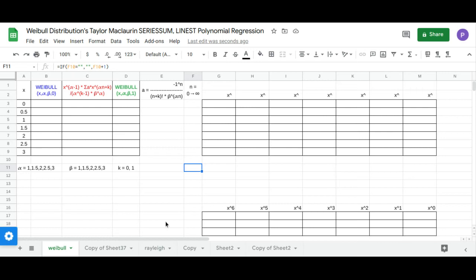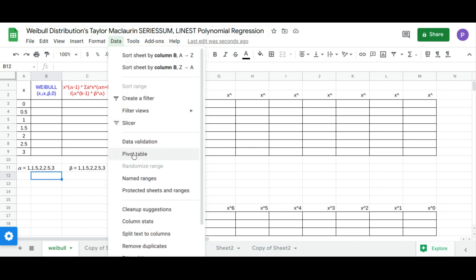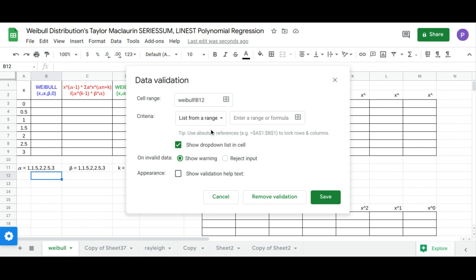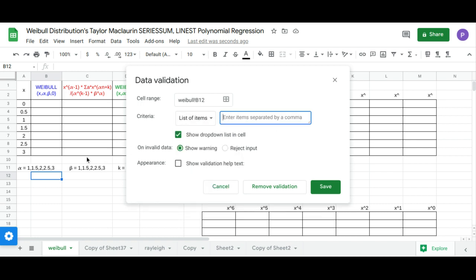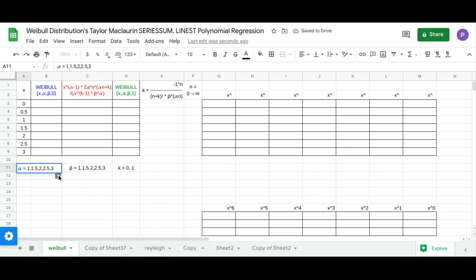In this video, we'll generate the dataset and the trendline Maclaurin SERIESSUM expansion of the Weibull function. Here we have the alpha, which is equal to data validation over the range from 1 to 3. And set values of alpha. We can start from 1.